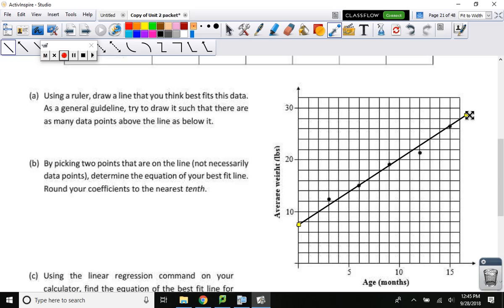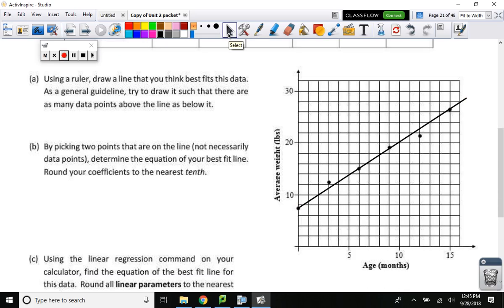All right, so that's mine. Now everybody's just not going to be exactly the same. Okay, you're eyeballing this. You're not actually calculating anything. All right, so we're just trying to fit it as best we can. All right, so this we would say is our line, or my line, that best fits the data.